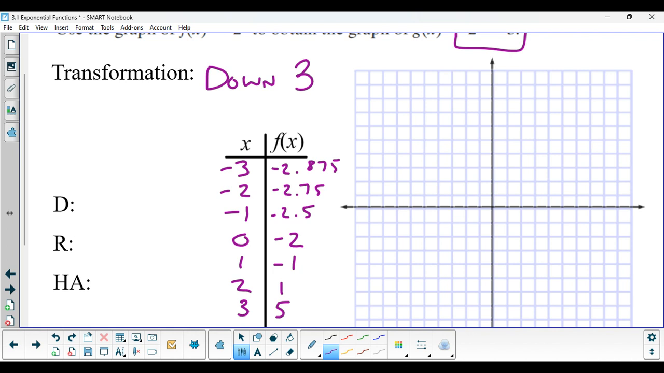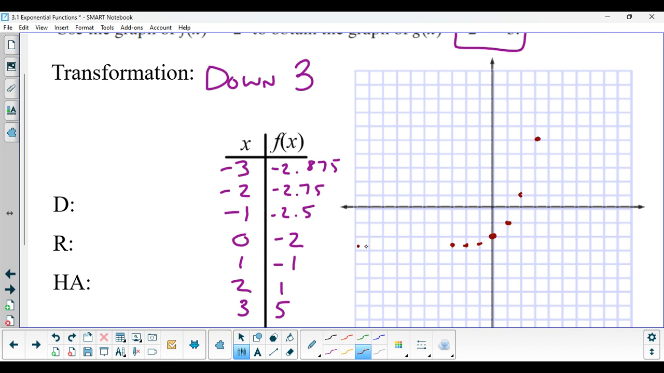And lastly, a 5. All right, so where this one's going to be a little bit different to look at, we have negative 3 and then negative 2.875, which means it's not quite all the way down to negative 3 on the y-axis. Then we have negative 2 and negative 2.75 right about in the same spot. Negative 1 and negative 2.5 is tough to tell. 0 and negative 2, now we get the whole numbers. So 1 and negative 1, 2 and 1, 3 and 5.